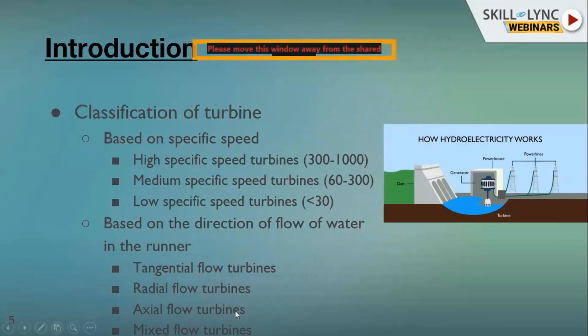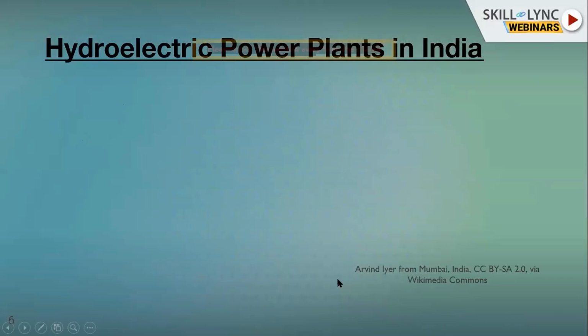Radial flow turbine, axial and mixed flow turbines are the other sub-classifications, and the favorable types are the Francis turbine and Kaplan turbine. Here you can see the water comes and tries to rotate, coming radially inwards, and the exit is axially outwards. Such kinds of turbines are known as mixed flow turbines.